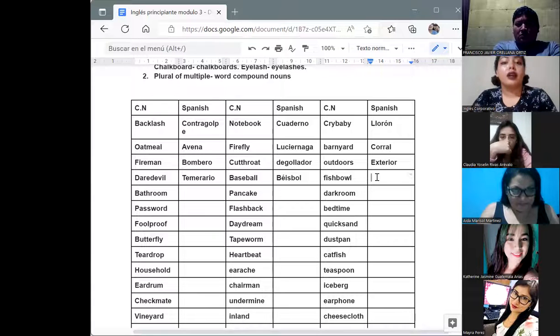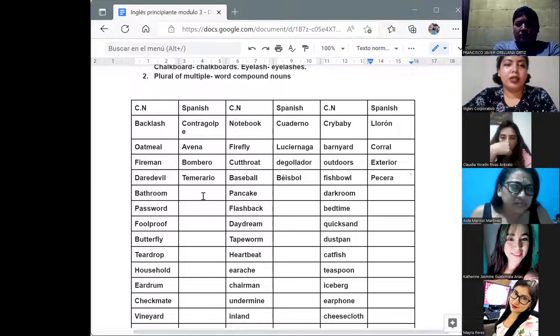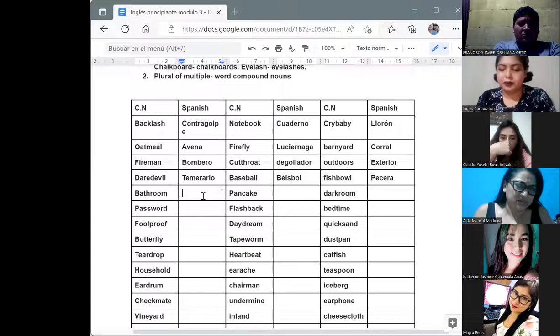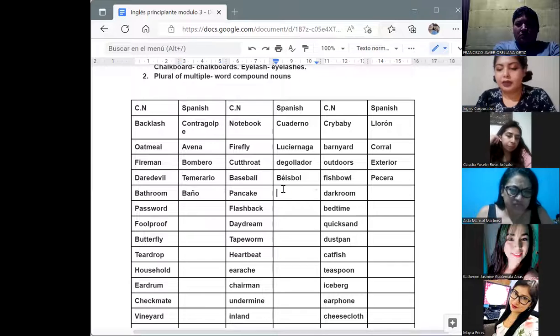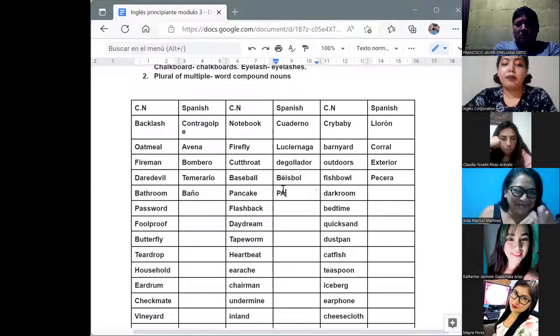Then we have fishbowl. Pecera. This one is very easy. Bathroom. Baño. Pancake. That's very easy.